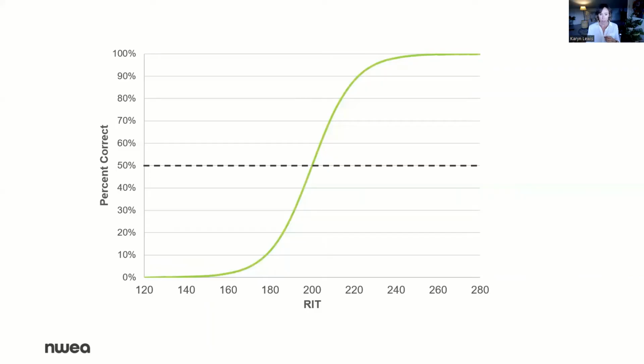Remember, we're looking for that magic sweet spot of 50%. The difficulty level is determined by the place at which 50% of students at a particular achievement level got the item right. So in this specific case, for this item, it was students at roughly a RIT of 200 where 50% of students got that item correctly. So the difficulty level of this item would be determined to be 200.